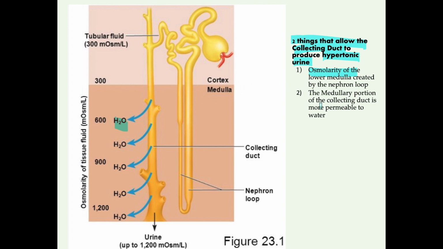The second thing that allows the collecting duct to produce hypertonic urine is the medullary portion of the collecting duct. It is more permeable to water, meaning this part of the collecting duct is more permeable to water, letting water go in. This allows easier passage for water, which influences water reabsorption and overall produces hypertonic urine. Alright, so we just wrapped up our conversation about the collecting duct from the Thinkpad. Now let's talk about control of water loss, and to do that, we need to move over to the Thinkpad.